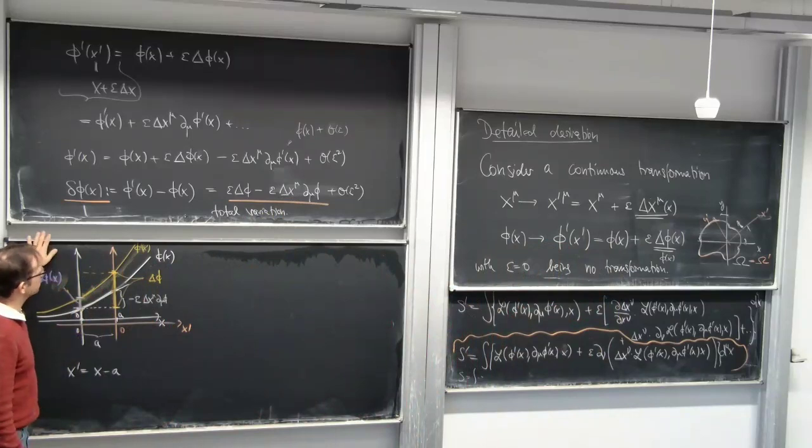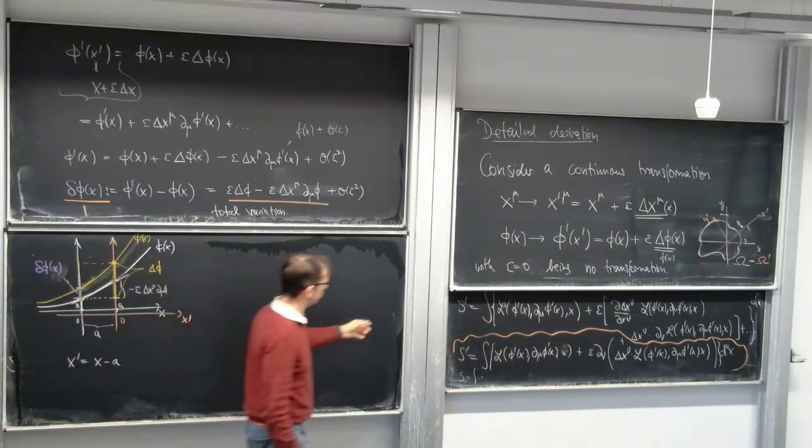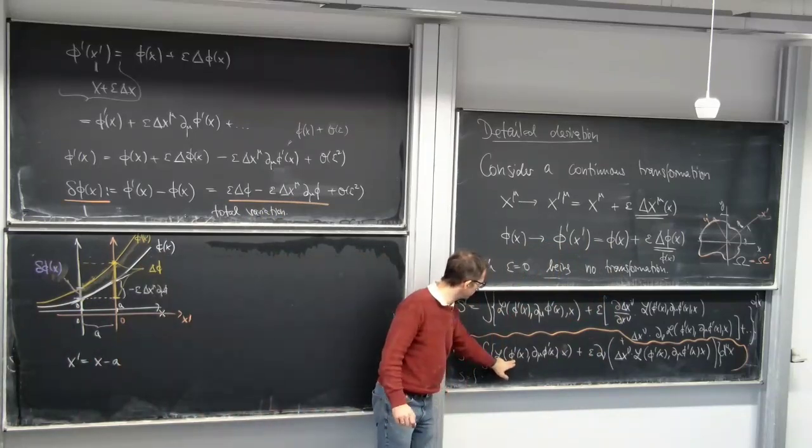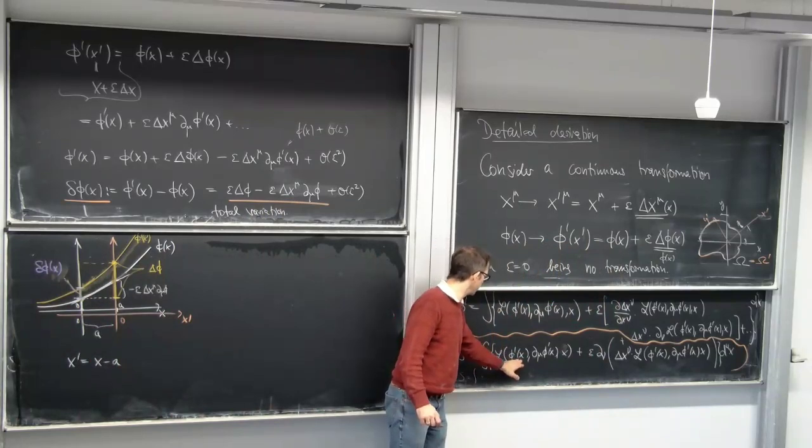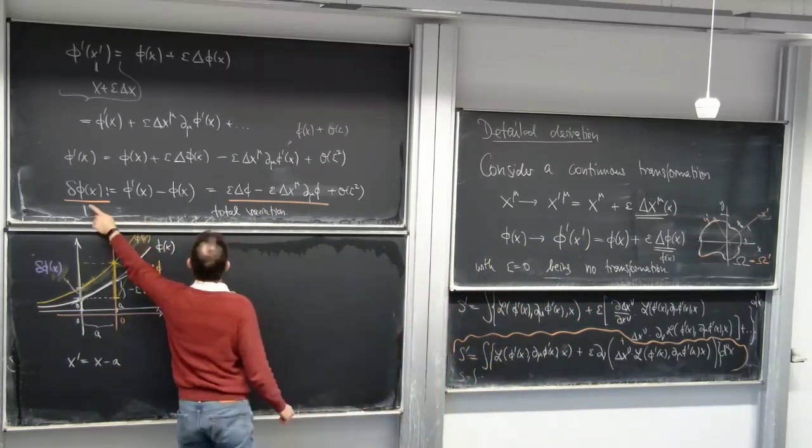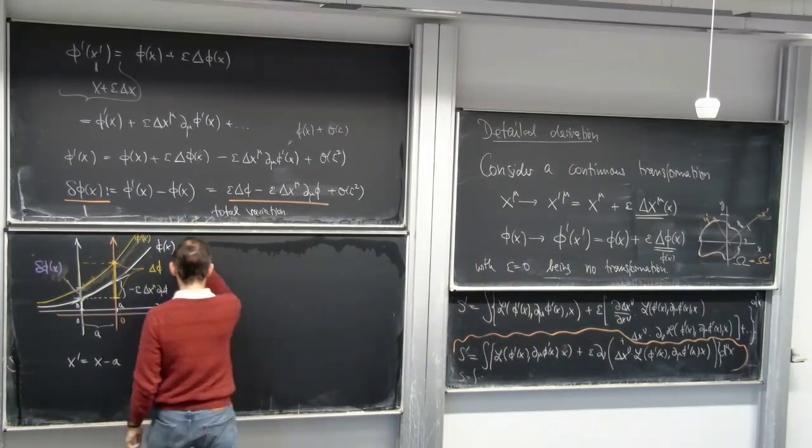All right, why am I doing this? Because I want to change this now into something without the prime. So I have to expand this one more time, and now using that.